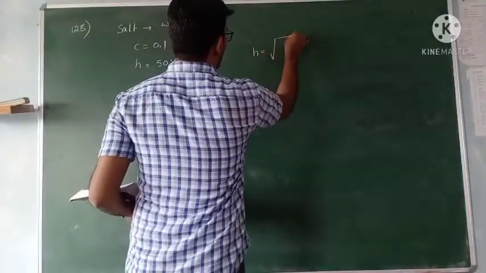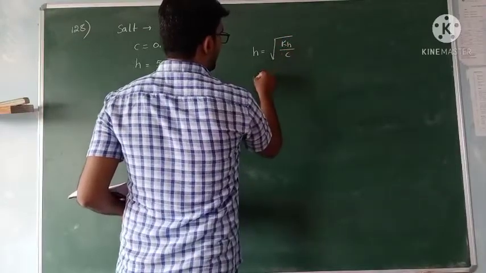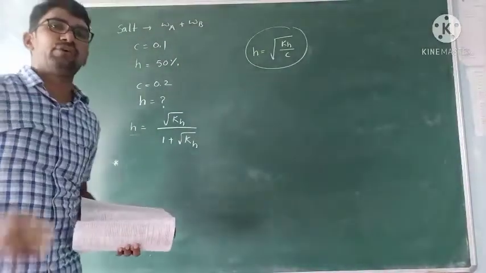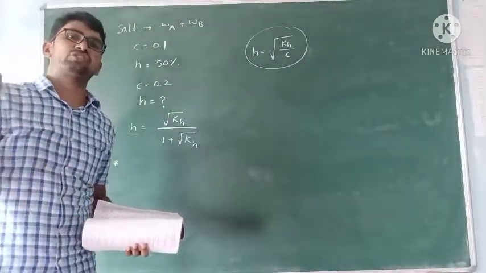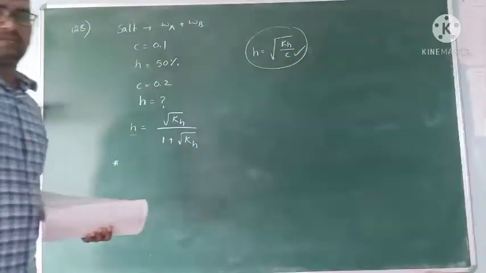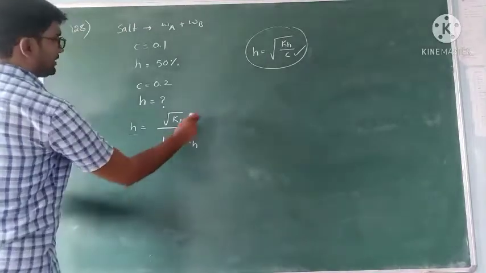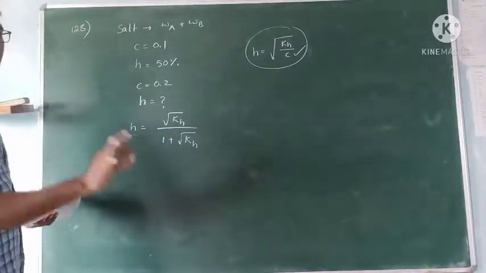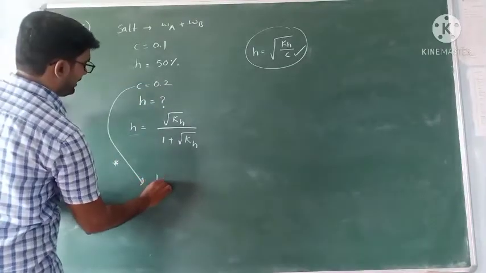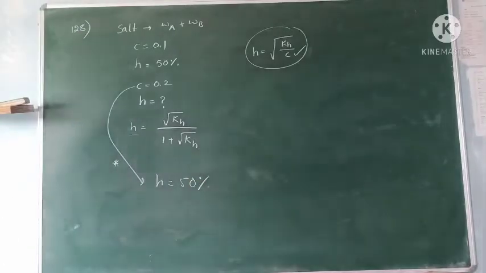h is equal to root over Kh by C. Okay, we know that. For the remaining two, that means salt of weak acid and strong base, and salt of strong acid and weak base, the concentration term is present. For this type of salt, there is no concentration, it is independent of the concentration. For this concentration also, h is equal to 50% only. This is the answer.